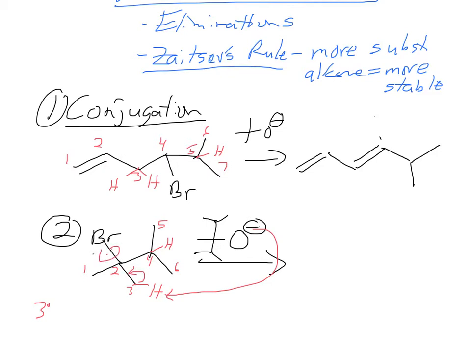So I'm going to go ahead and grab the most accessible H, which would be 1 or 3 in this case, and the product I make is the non-Zaitsev product. And this has to do with sterics. Sterics is the big driving force here. A tertiary alkyl halide and a big bulky base is another way to get the non-Zaitsev product.